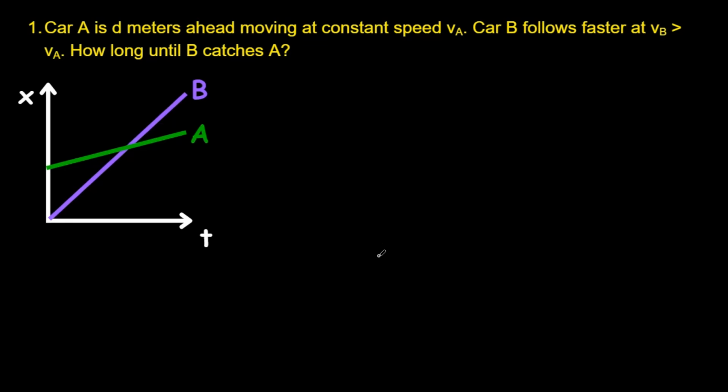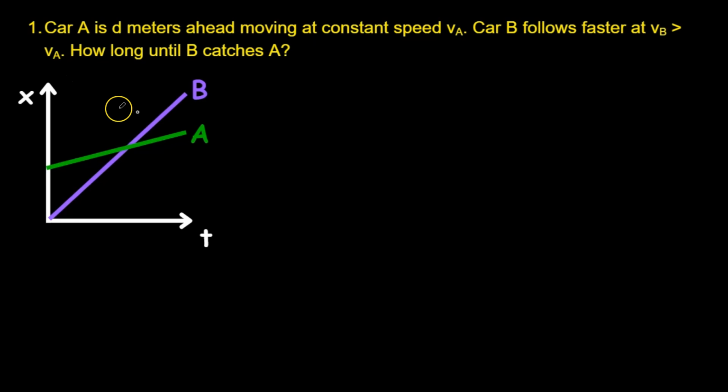In this video, we're going to work through 6 kinematic problems. Question 1. Car A is d meters ahead moving at constant speed v sub a. Car B follows faster at v sub b, which is greater than v sub a. How long until B catches A?